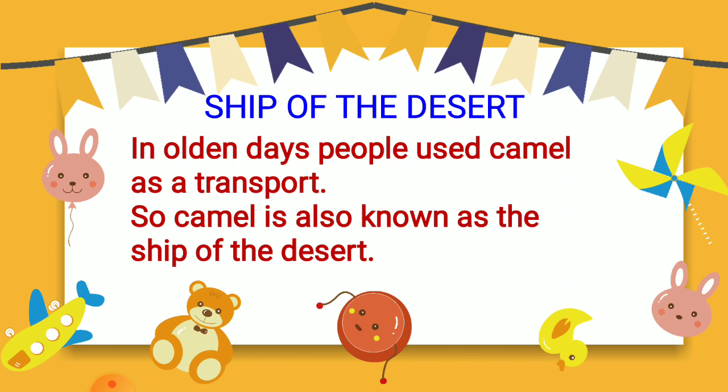Let's talk about the special animal which is found here, also known as the ship of the desert. Dear students, in olden days, people in desert areas used camels as a means of transport. They used camels to go from one place to another, especially for traveling purposes. That is why the camel is known as the ship of the desert.